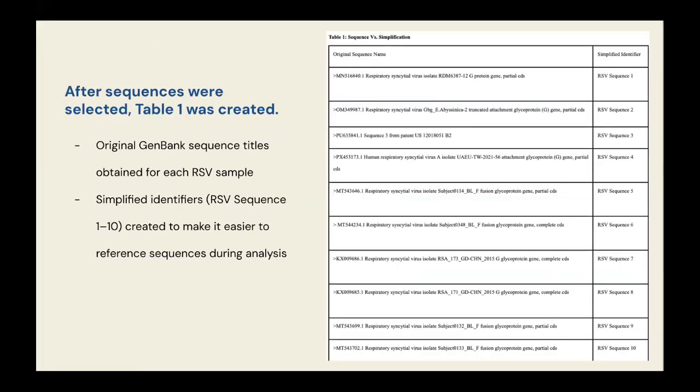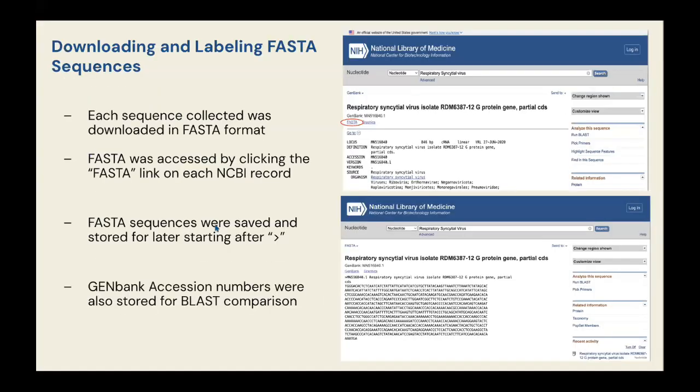Original GenBank sequence titles were obtained for each RSV sample. We made simplified identifiers to make it easier to reference sequences during analysis. We just labeled these 1 through 10. After we downloaded and labeled FASTA sequences, each sequence collected was downloaded in a FASTA format that you can see in the right picture. We just clicked FASTA on the NCBI record. FASTA sequences were saved and stored for later sorting after the greater than symbol. GenBank accession numbers were also stored for BLAST comparison.